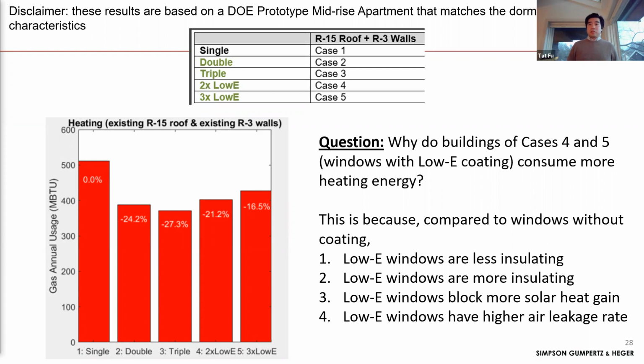Okay, I'm starting to see some numbers trickling in. It seems really consistent. I think all the numbers are coming in the same. It's saying number 3, which is the low E coating, which actually will block more solar heat gain in the winter time. Yes, exactly. This is correct. Good job.